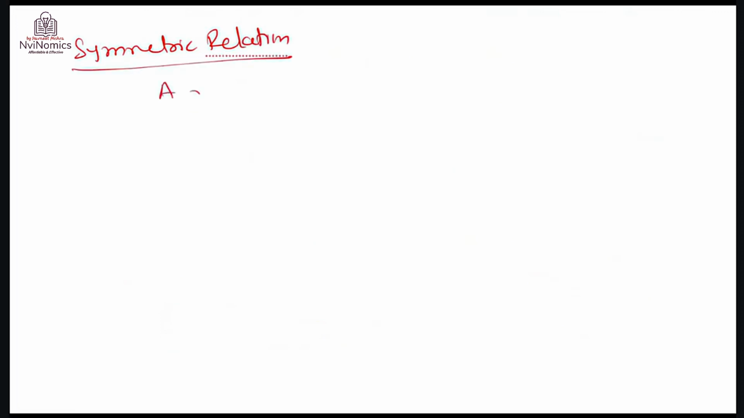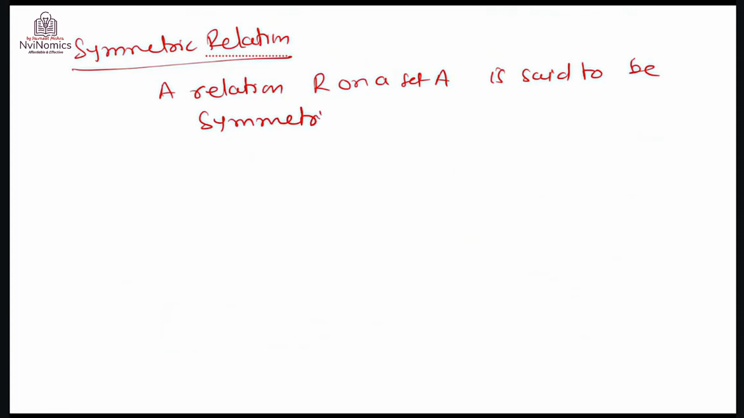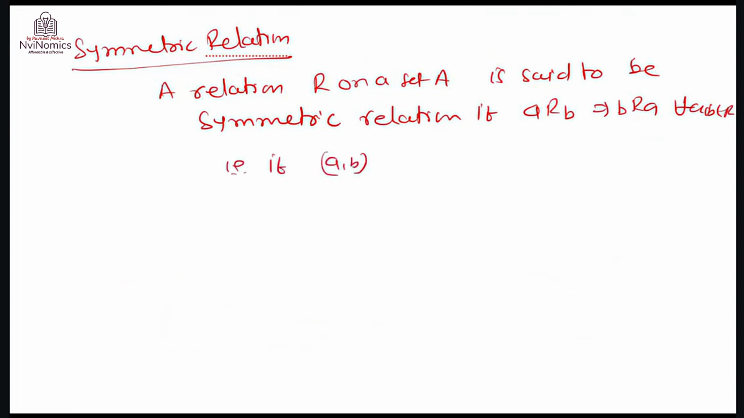So a relation R on a set A is said to be symmetric relation if a is related to b implies b is related to a for all a, b belongs to A. अब देखो कंडीशन क्या कह रहा है कि if (a, b) belongs to the relation R, it implies that (b, a) also belongs to R for all a, b belongs to A.